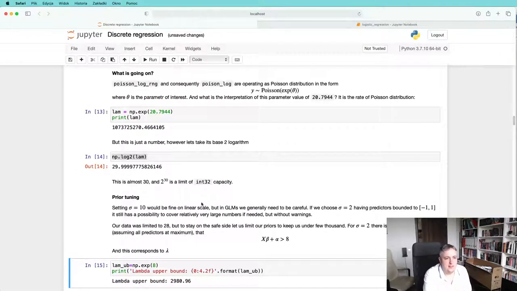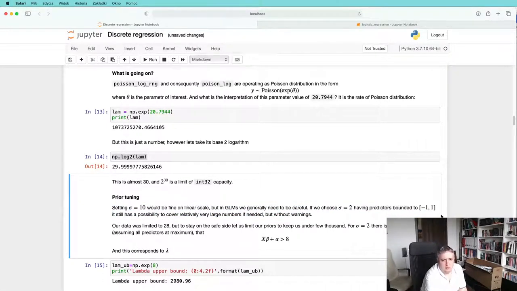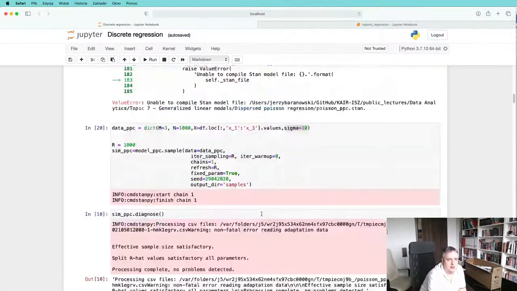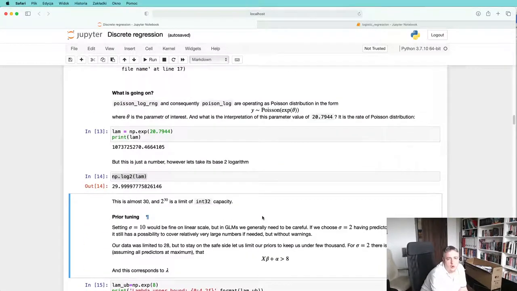So, in our case, we can choose different values of sigma, for example 2, and have predictors bounded to minus 1 plus 1, which will get us a generalized situation. In case of our data set, we had at most 28 successes here. As you can see, it was the maximum observed value from the Poisson distribution. So we need to get our probability distribution that will at least give us a chance of getting as many numbers.